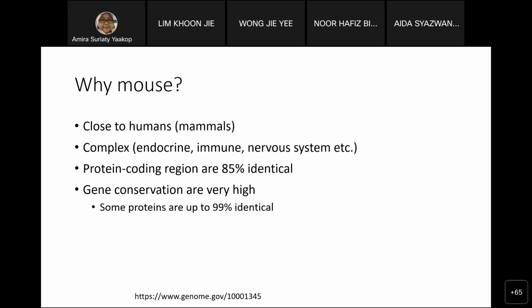Alright, and then protein coding regions are 85% identical, meaning that it's very similar to human, 85% sama. Alright, and then the gene conservation is very high. Some proteins are up to 99% identical. So in this case, 99% identical to human. Alright, the percentage is very high. Meaning that if you manipulate dekat mouse macam tu, the changes in human you can see almost similar. There's very high gene conservation there.